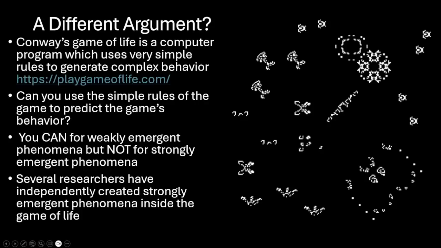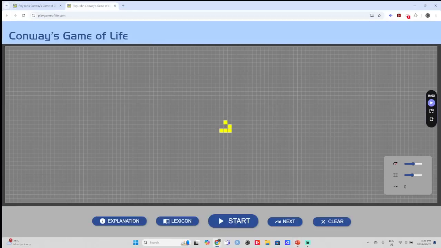The premise is that you have these squares. And in fact, let's look at an example. So you have these squares which are either alive or dead on a square grid. And this grid is infinite, so it goes off in any direction. And you can set up the initial conditions. Let's just do this. And then you start it, and then very simple rules will tell you what's going to happen in the next generation.